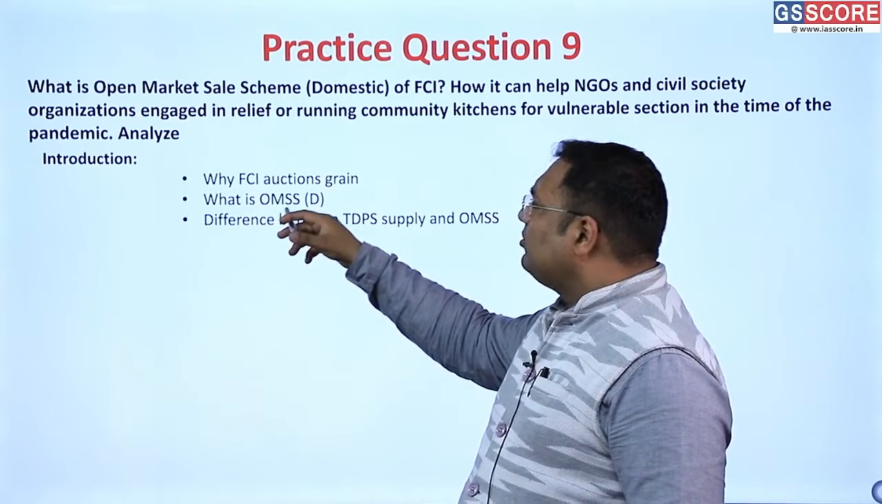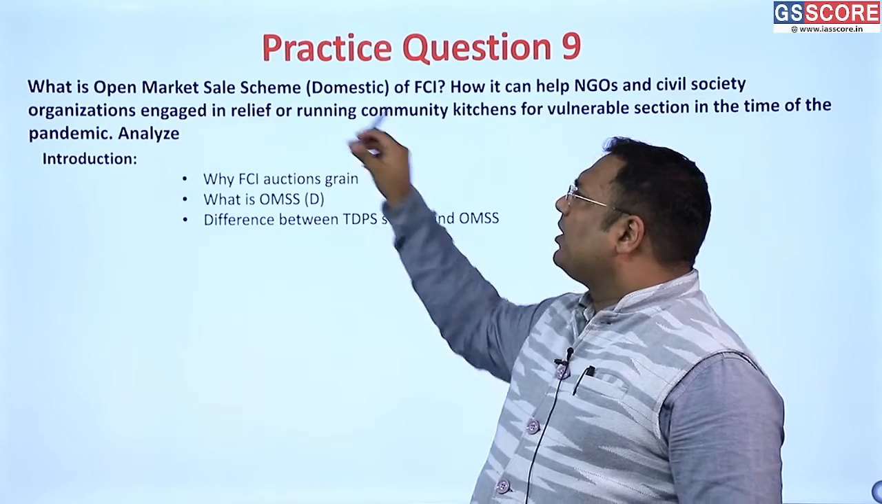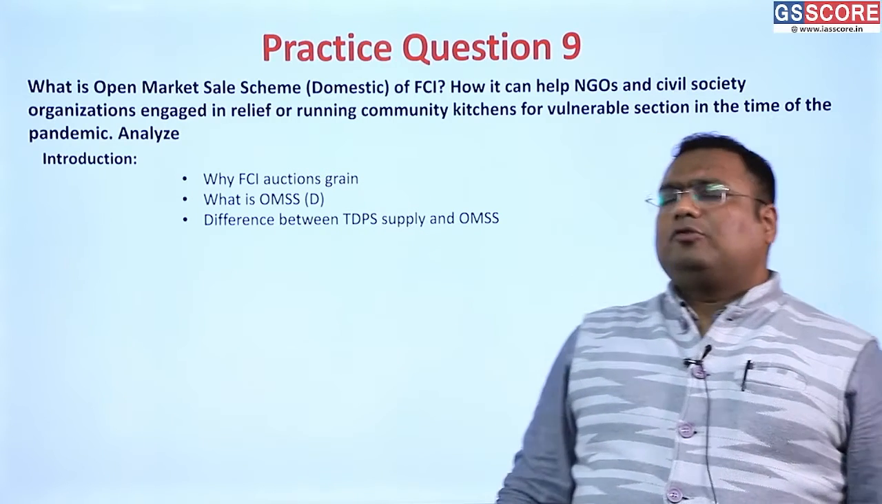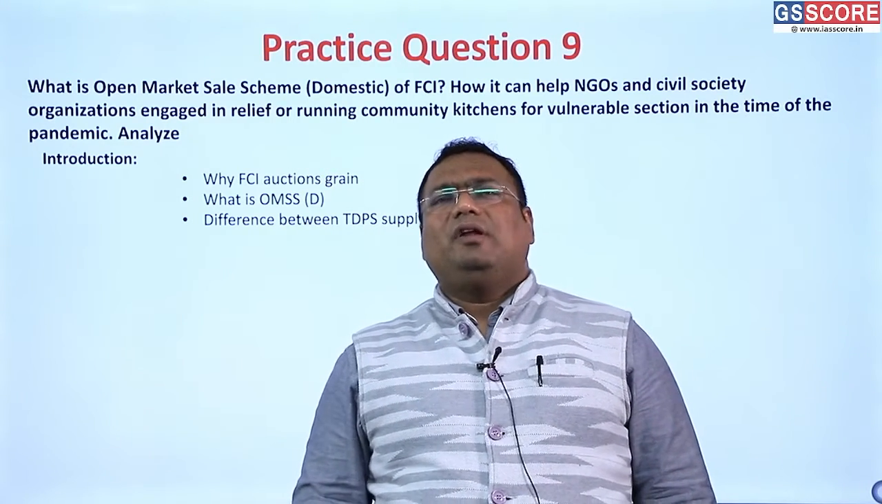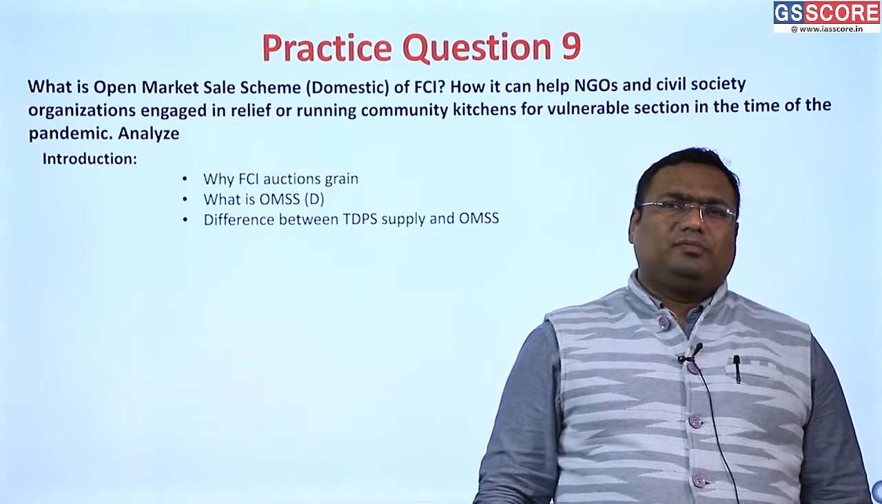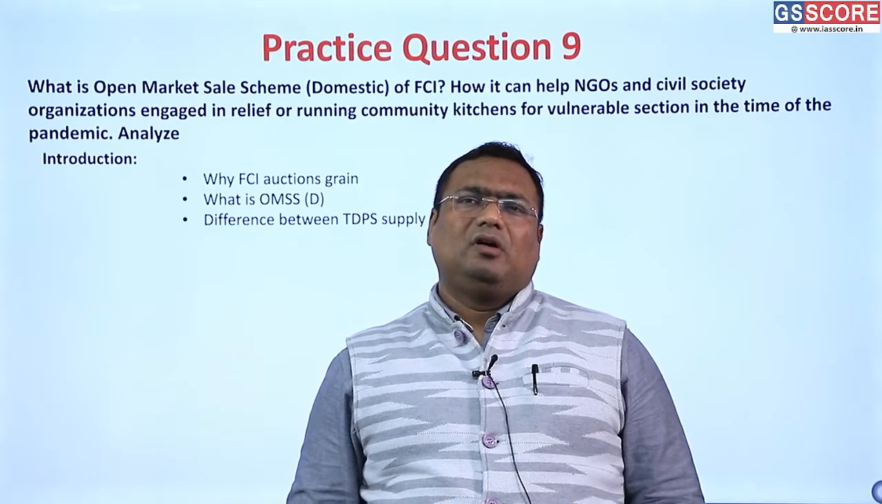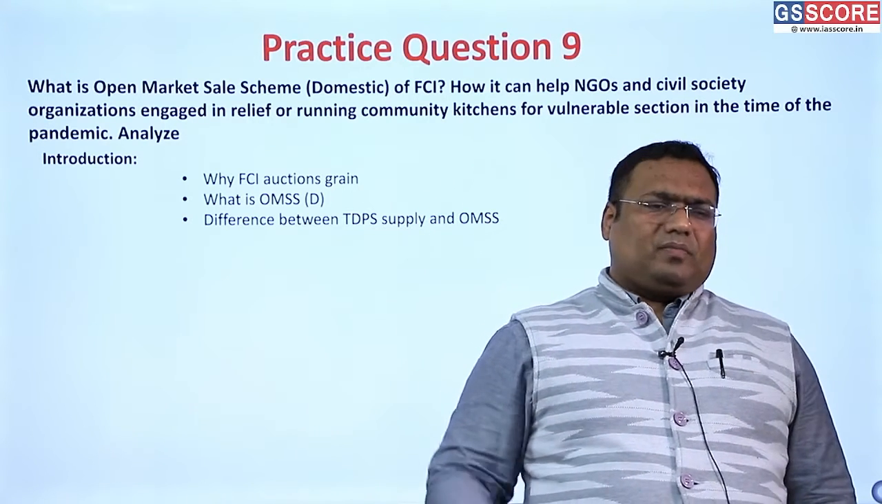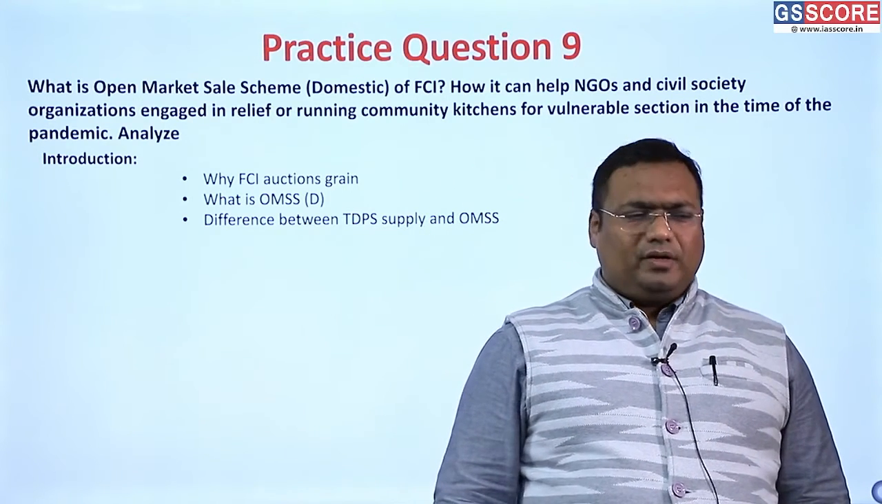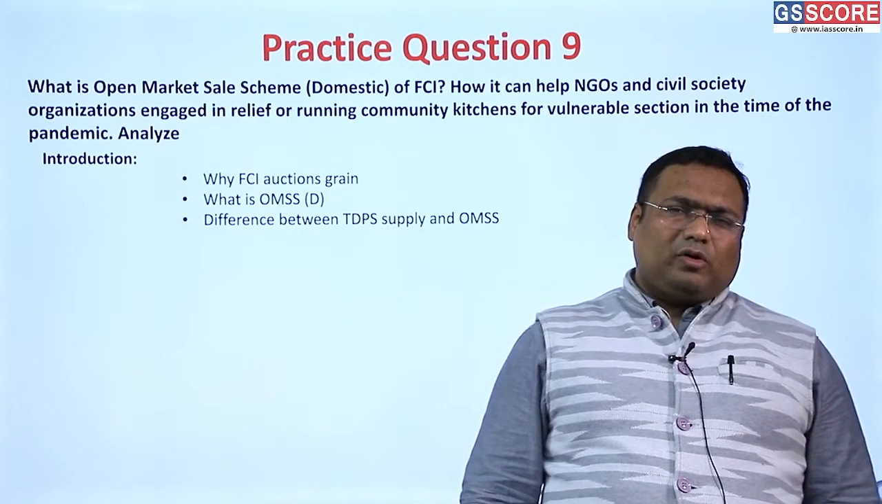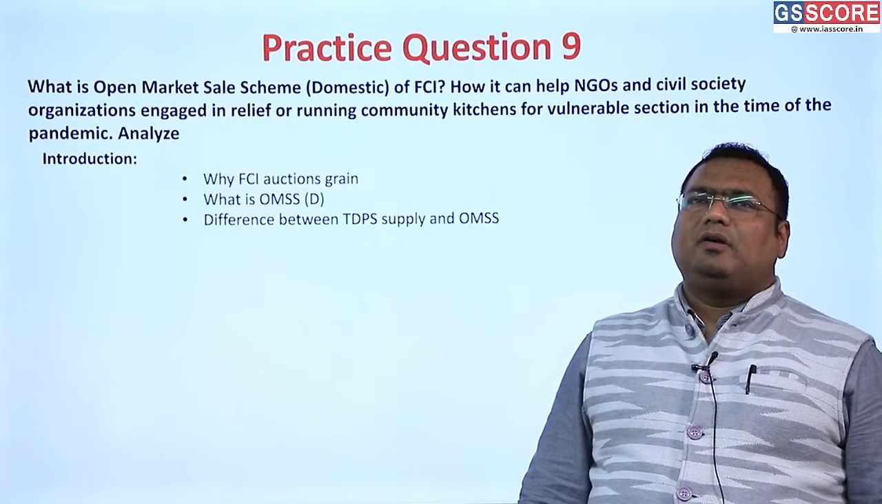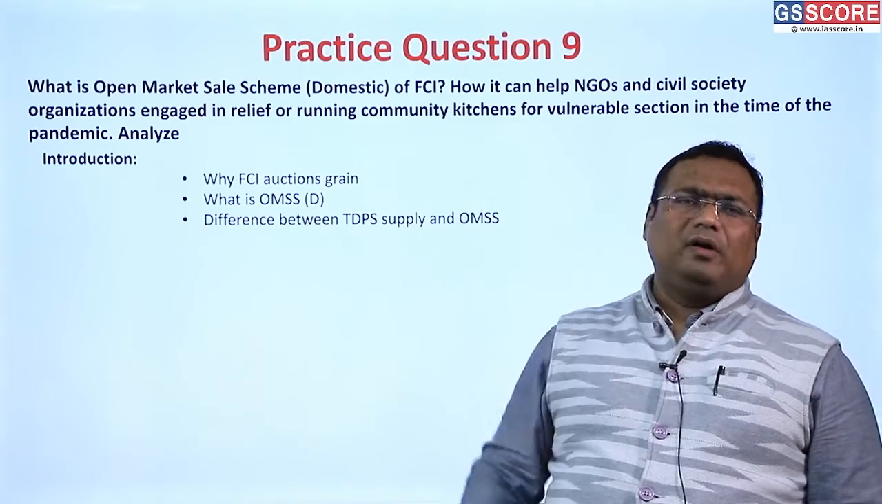Then you talk about what is OMSS, basically open market sale scheme, domestic. So these auctions are of two types. One is external auctions, exports that we create, and then secondly is the domestic sale auctions. So earlier, definitely the states could participate, some organizations definitely could participate, and they had to purchase a minimum commitment.